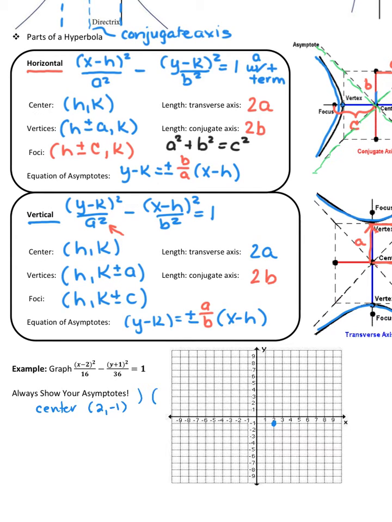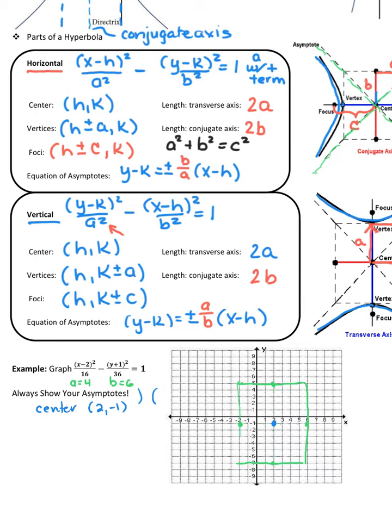And we're going to draw ourselves a box based on what a and b are. So we know that a is 4 and b is 6. In the x direction, 1, 2, 3, 4, 1, 2, 3, 4. In the y direction, 1, 2, 3, 4, 5, 6, 1, 2, 3, 4, 5, 6. Notice it doesn't matter who is bigger or smaller now, like it did with the ellipse. It's all about which term is positive and which term is negative.